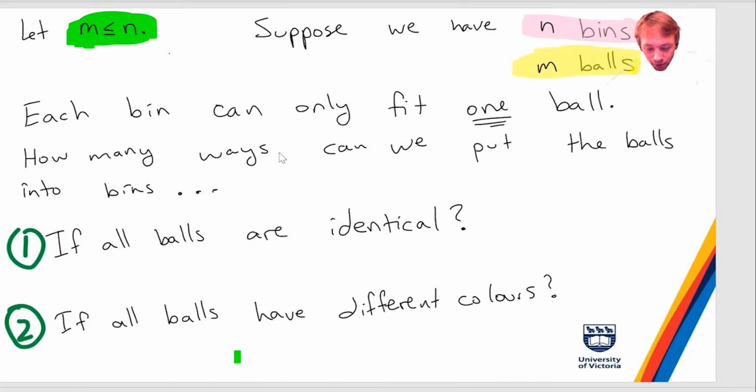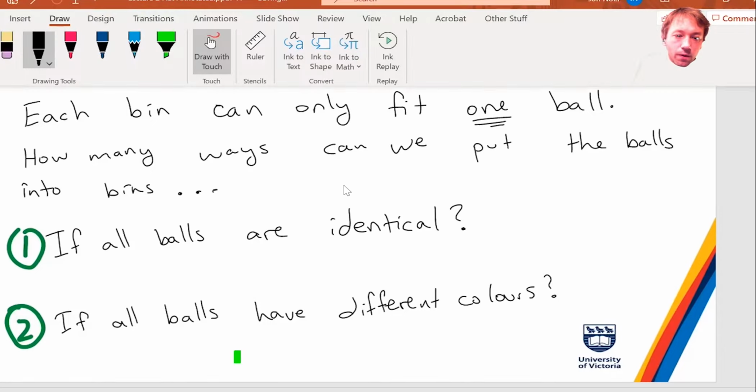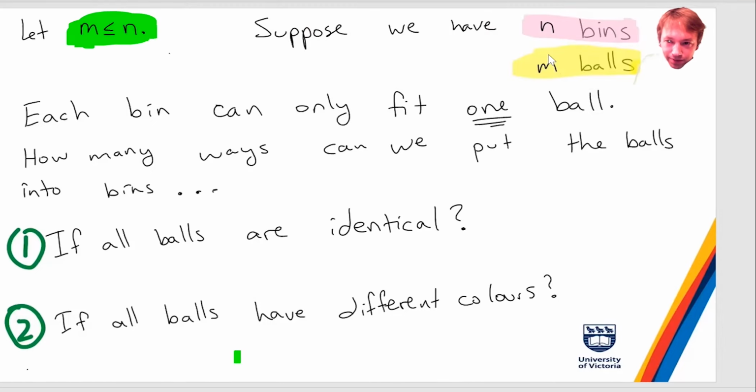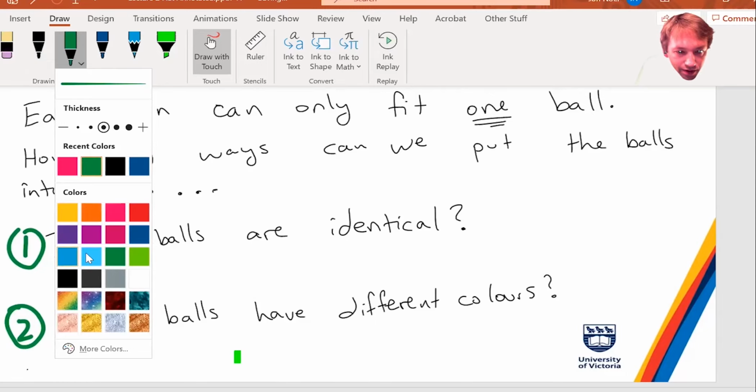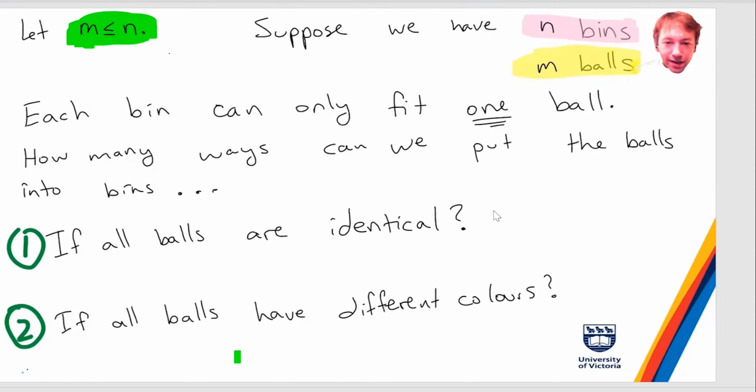We're going to think of this in 2 different ways. First, suppose that all the balls are identical, so you can't tell the difference if you switch 1 ball for another. How many ways can I put the balls into the bins if all of them are identical? Sorry, the bins are all different. I should make that clear. The bins are labeled 1 up to n. All the balls are the same, and every bin can fit only 1 ball. Right, so yes, we've got an answer coming in, and that looks correct to me.